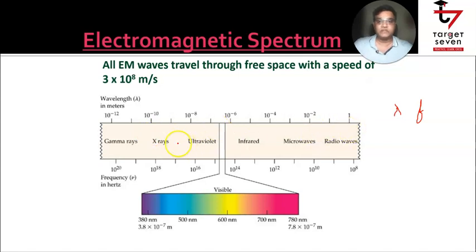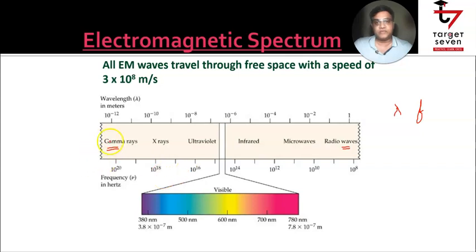Here in this particular scenario, the increasing order of the wavelength has been shown, indicating that the gamma radiation has the least wavelength, while the radio waves on the other end of the spectrum have the maximum wavelength. Again, as I mentioned, it is important for us to remember the sequence.